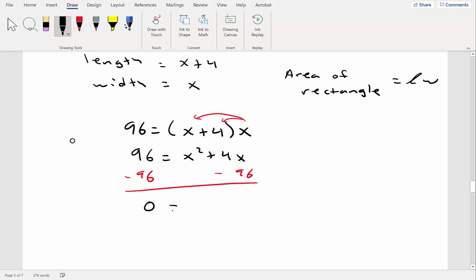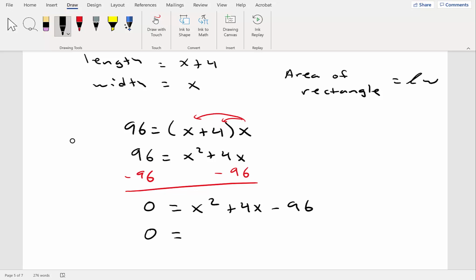Okay, so we have 0 is equal to x squared plus 4x minus 96. And now let's go ahead and try to factor it. So we need two numbers that multiply to give us negative 96 and then add up to positive 4. Okay, so we're going to have to think about this one a little bit. What could we use?